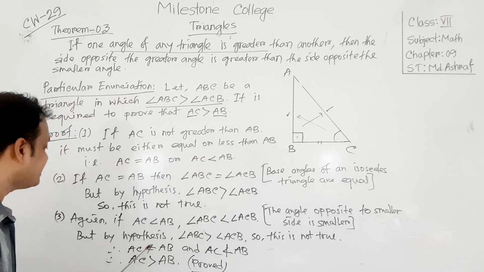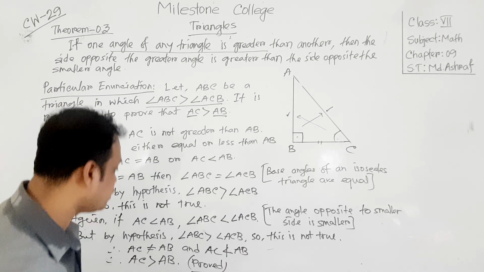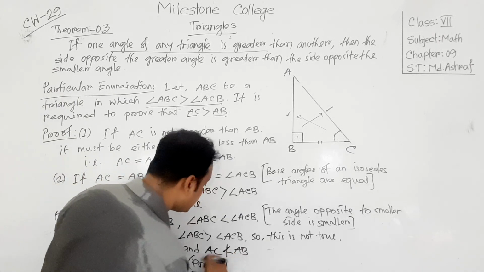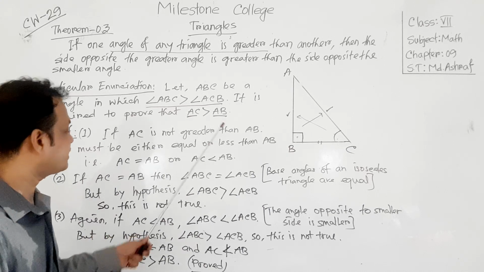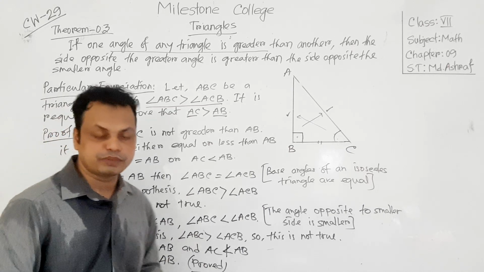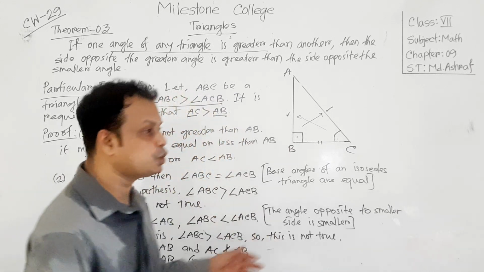Then can we tell AC less than AB? AC is not less than AB; this is the symbol for not less than. So we will think that AC is greater than AB. That means the proof is completed. My dear students, this is theorem 2 and theorem 3.